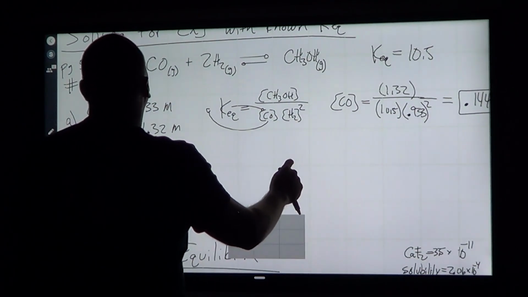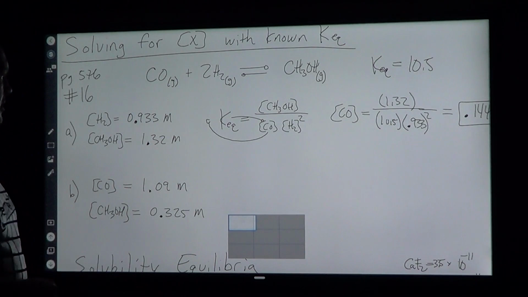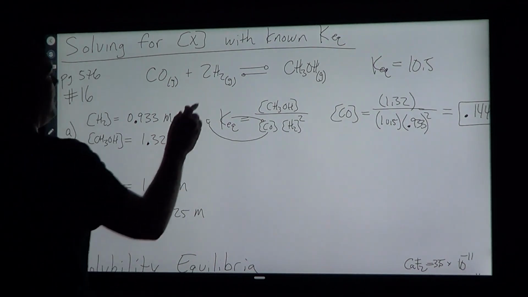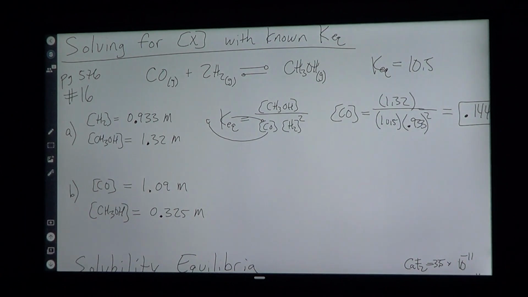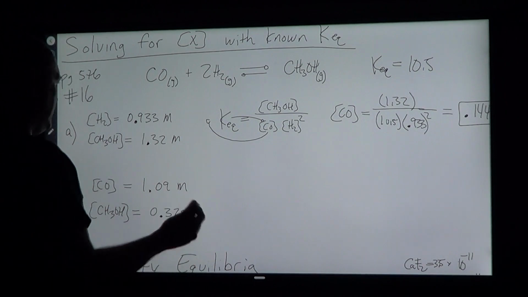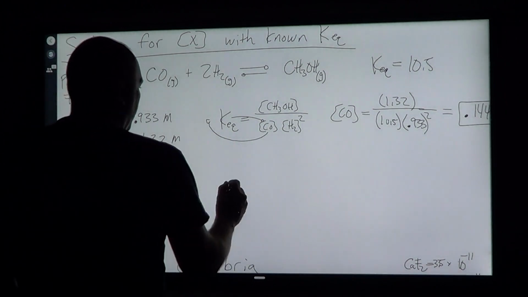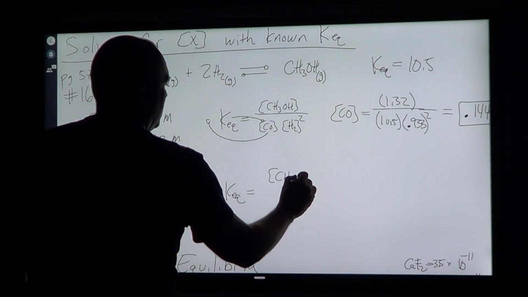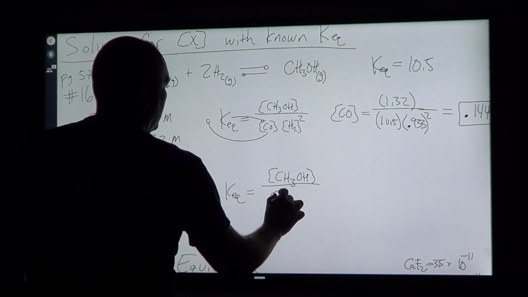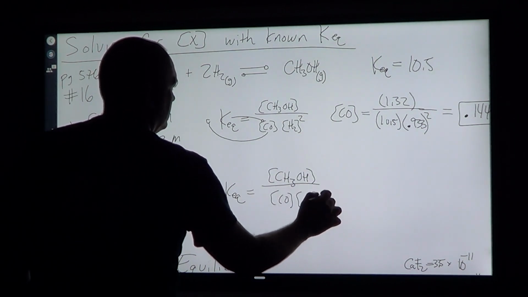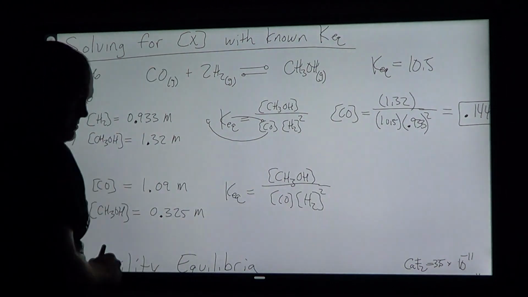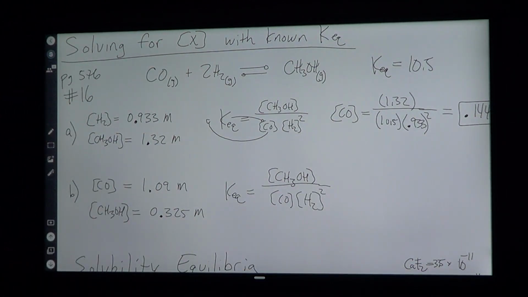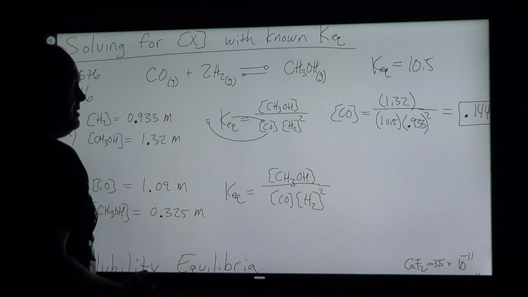Part B is a little trickier because now we're solving for something that has a 2 in front of it. So we're going to have to do the square root on this one, but it's solved the same way. So we're going to do KEQ equals the CH3OH divided by the CO times the H2 squared. Making sure we got that down. Again, it's always products divided by reactants.